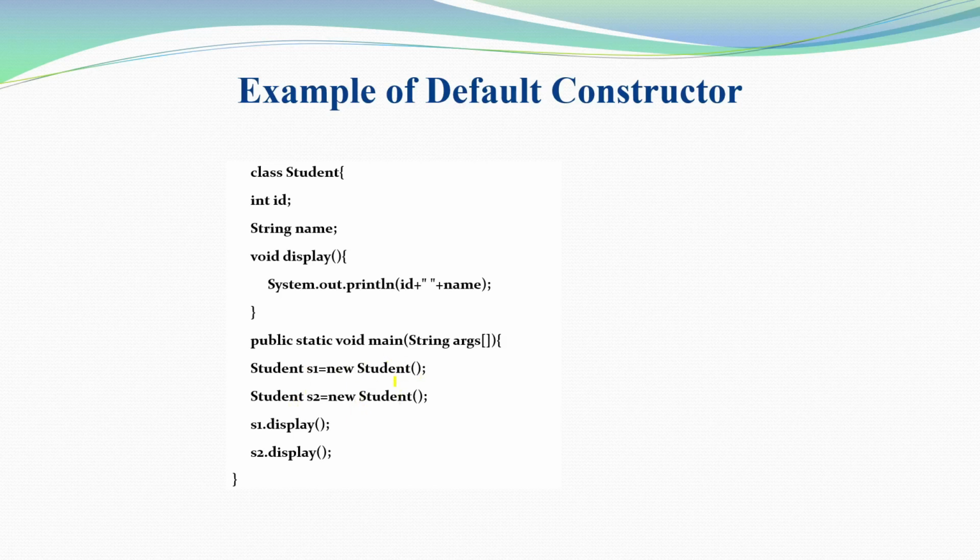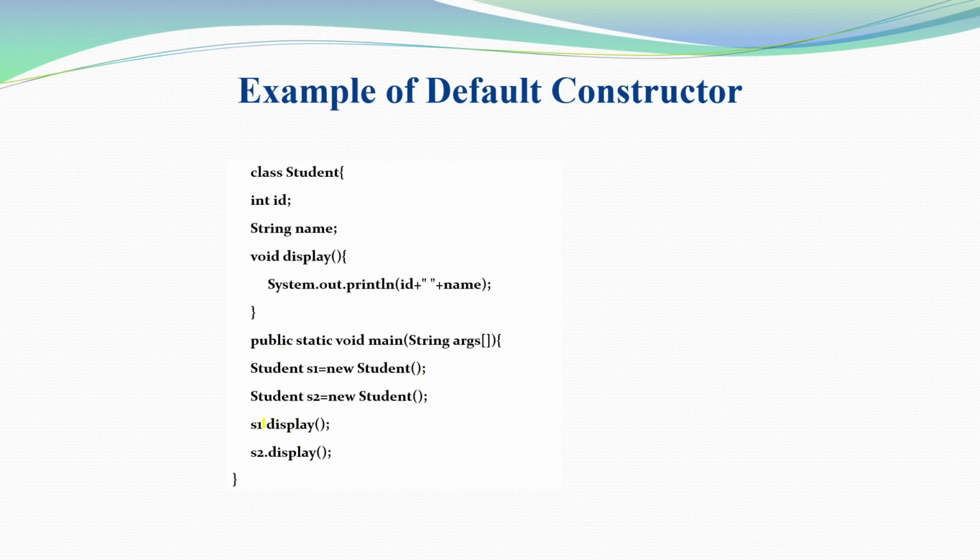So both of them, even though we didn't provide any default constructor or no argument constructor, the default constructor is being called by the compiler. So this is called a default constructor.